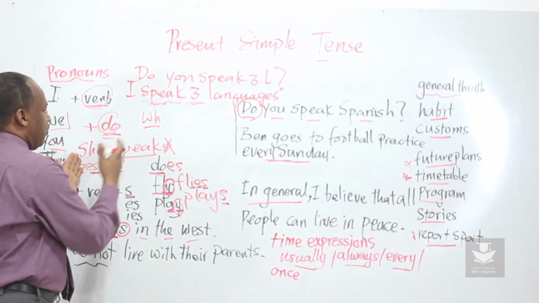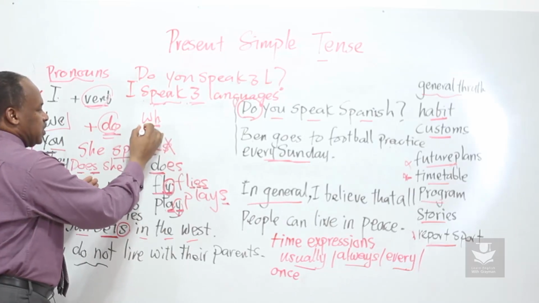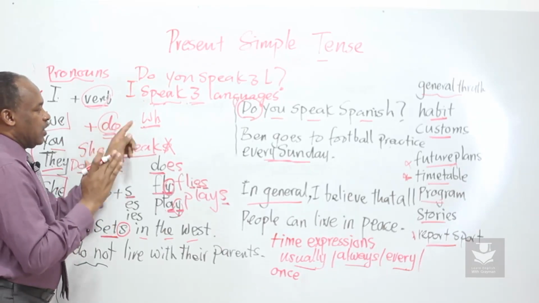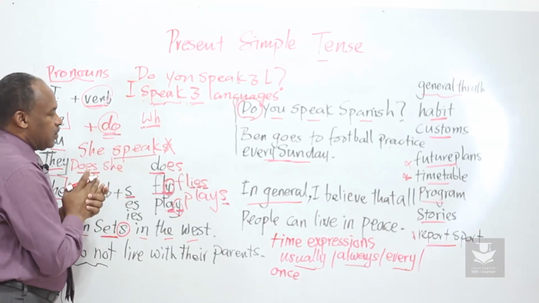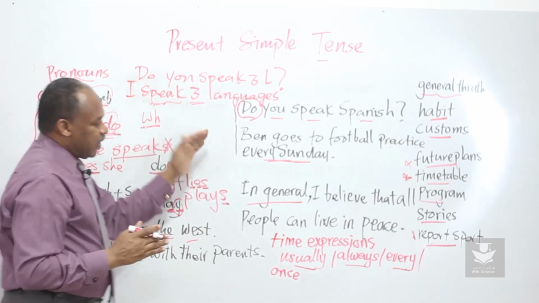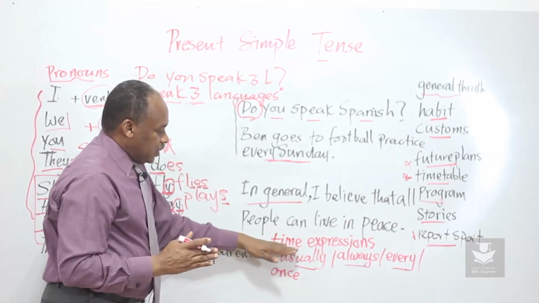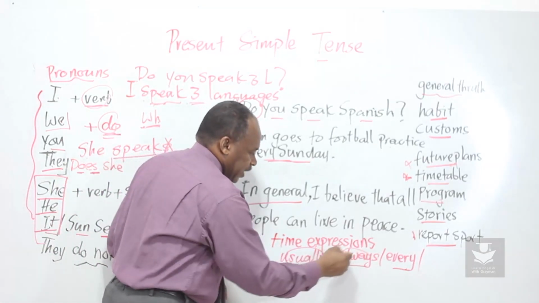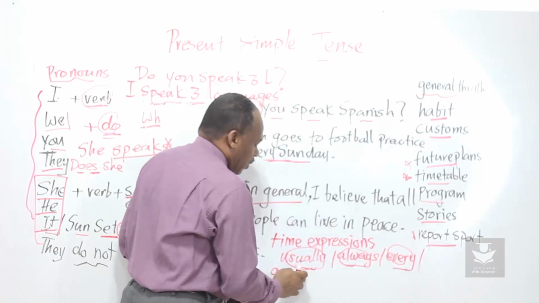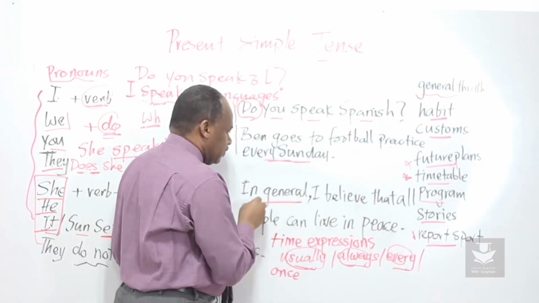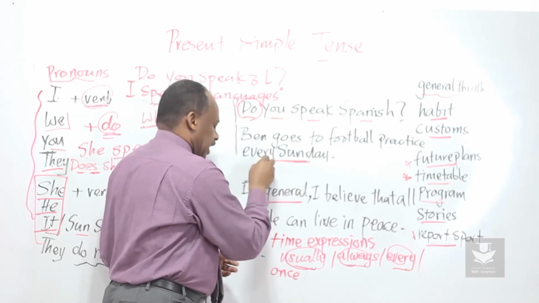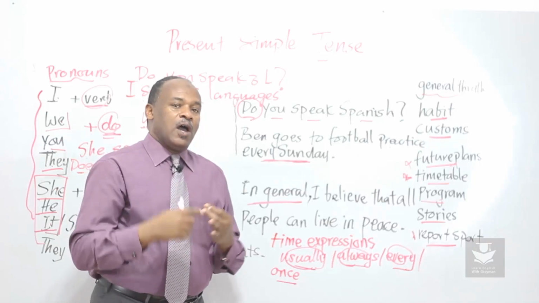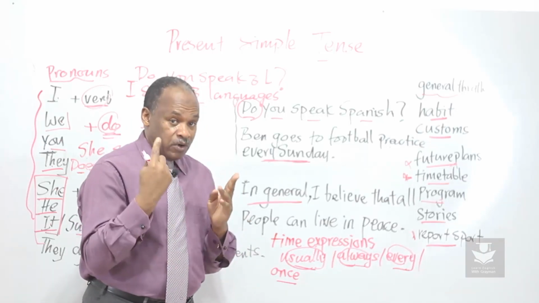Also, we can use WH questions. By the way, we have a video dedicated to WH questions. If we come back here, we're talking about time expressions. They could be 1 word: usually, always, every, or 2 words: in general, or every Sunday, or once a week, once a month, or once a year. Could be 1 word, could be 2 words.